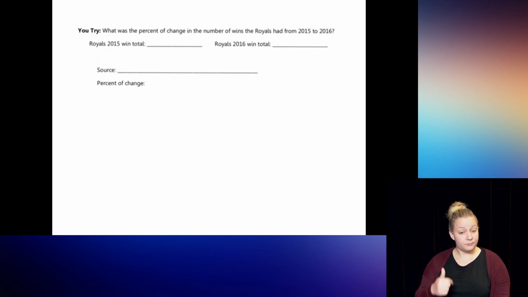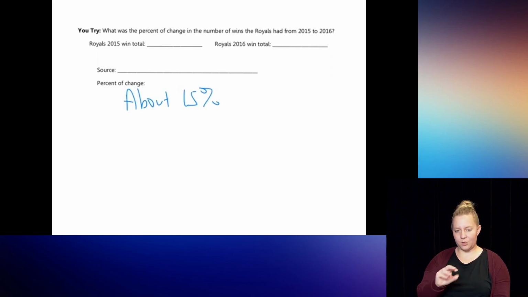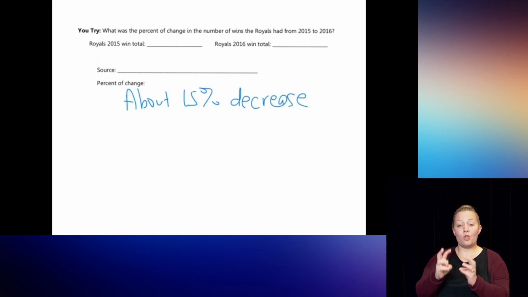I want to make sure you actually looked up the data yourself, so I'm not going to give you the actual numbers. But to help you check if you did your work correctly, I will tell you that they had about a 15% decrease in the number of wins after they won the World Series in the 2015 season to their 2016 season. But you need to have filled out the amount of wins they had and the work that it takes to show this answer, the 15% decrease.